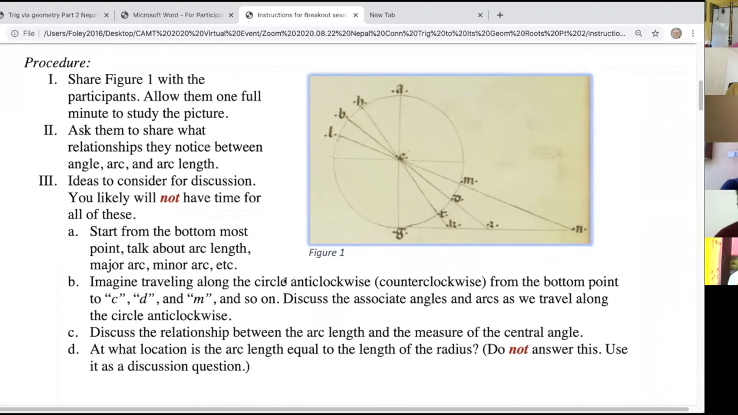and in British English, we say anti-clockwise. In American English, it's counterclockwise. So we're talking about starting at this point on the circle and making your way around the circle. So can someone share their findings of a breakout group?